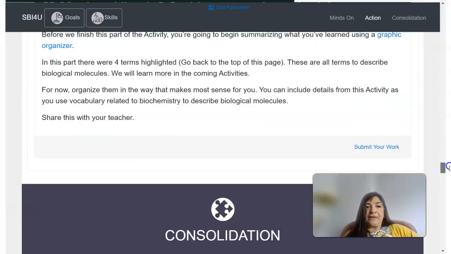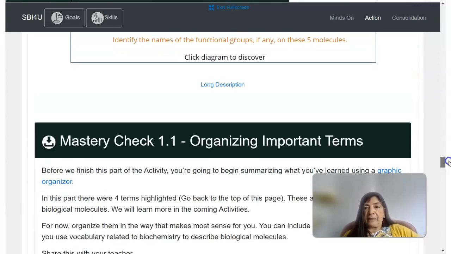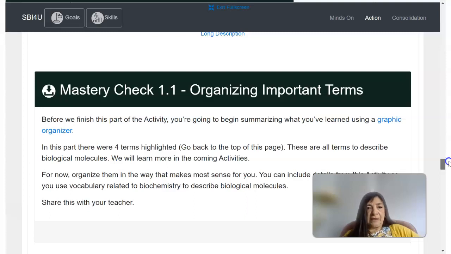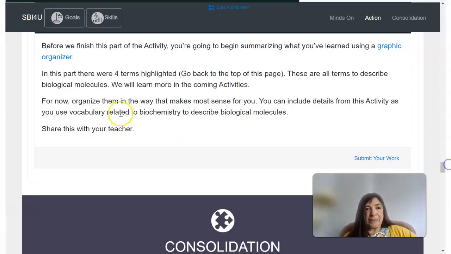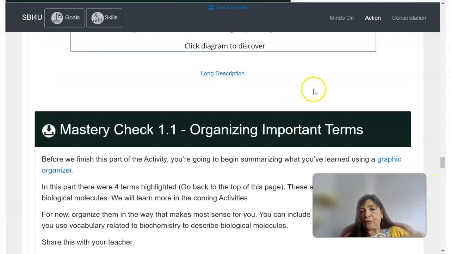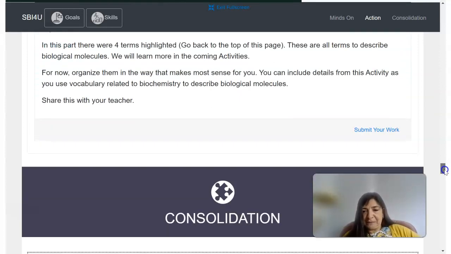And finally, there are some discussion posts that you will have to post in the discussion for your classmates to read and to provide you feedback on. At the end of every lesson, there is a mastery check. The aim of the learning in the Mind On and the action part is to prepare you for mastery, to be an expert in this topic. And at the end, you're going to submit this simple mastery check to evaluate your achievement.